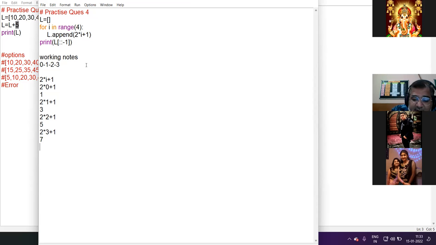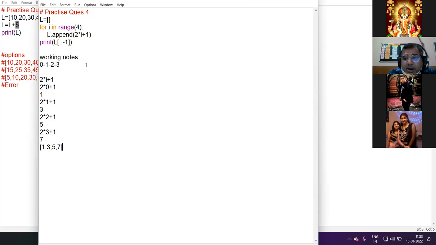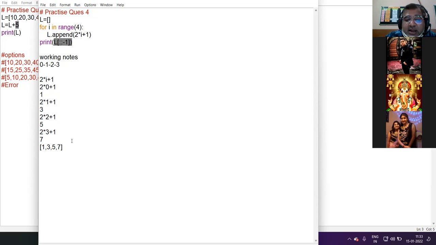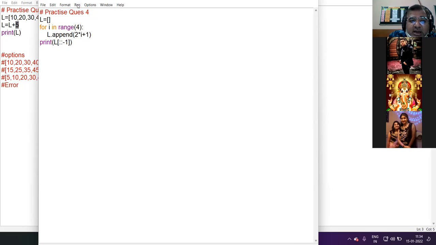So, what list has been formed? 1, 3, 5, 7. But what is it saying? It is saying that what has to be printed must be printed in reverse order. Opening is not given, starting is not given, ending is not given, minus one number of steps is given. Whenever this condition is given, it means the printing is to be done in reverse order. So in the reverse order, we have 7531. Accordingly, our answer is 7531 in the reverse order.